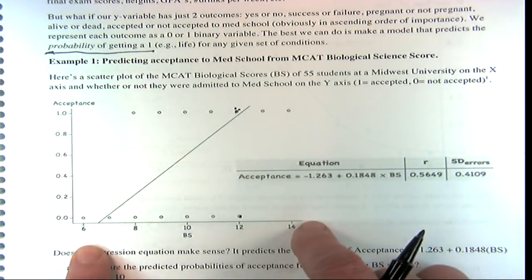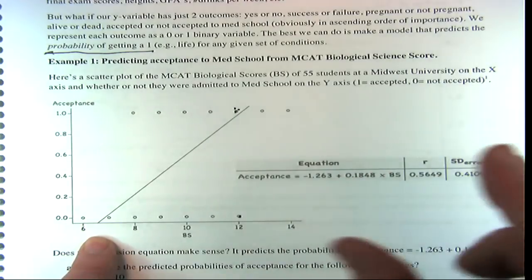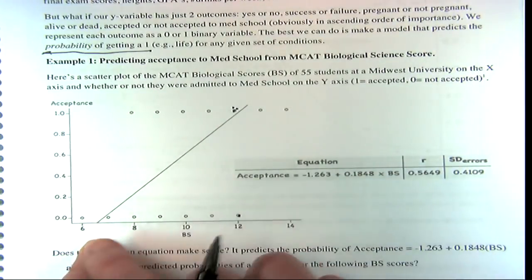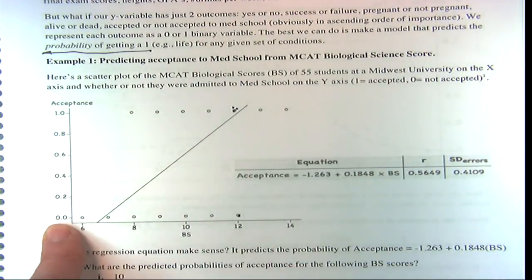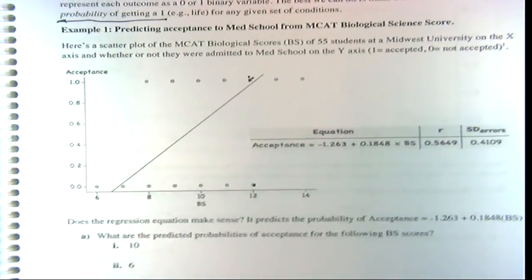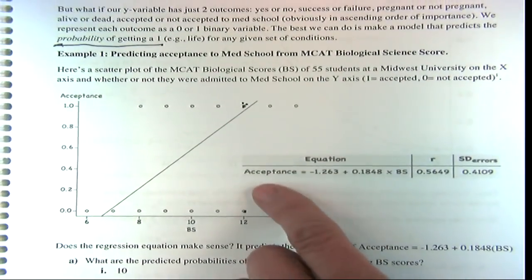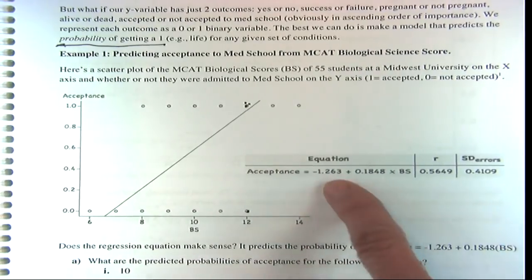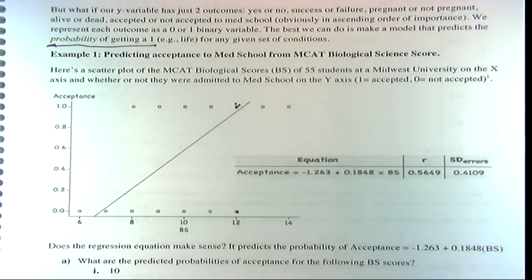But so here, why don't we do that right now? Everybody either got accepted, in which case they get a 1, or they didn't. So let me show you what this looks like. If we just did our ordinary least squares, we'd get this equation, and it doesn't really make sense. Okay, so let's go to our data set here.